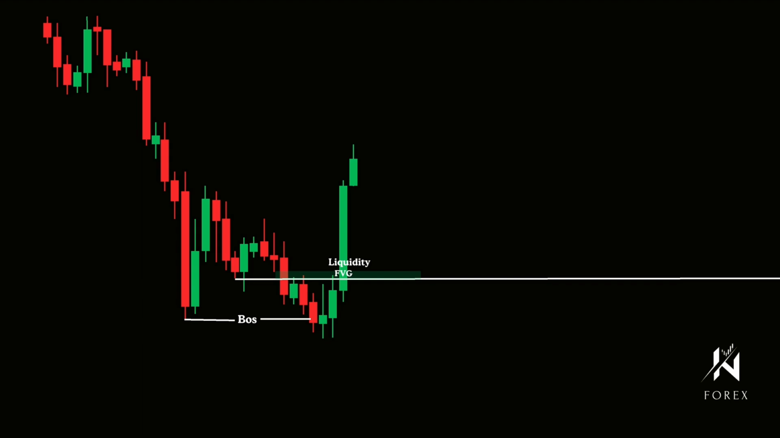However, despite the setup, we saw no change of character because of strong bullish pressure. This told us to avoid short trades here.